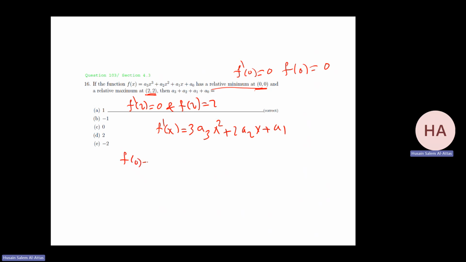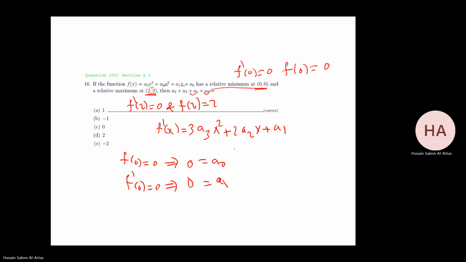Okay, f at 0 equals 0. So I have 0 equals a0. f prime at 0 equals 0. So you have a1 equals 0. Now I get rid of a0 and a1. Now I need to find a2.